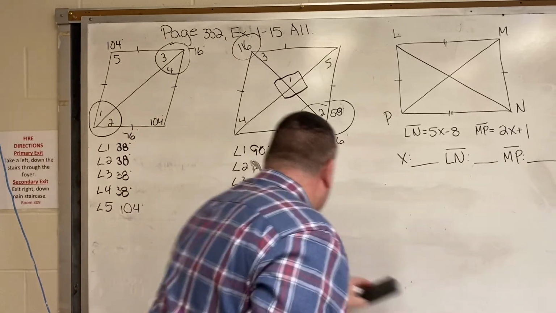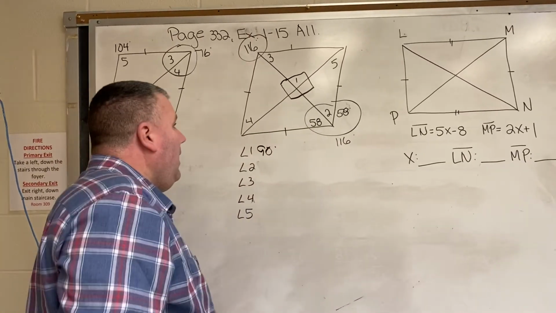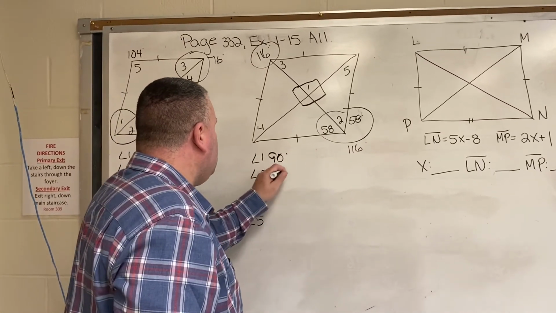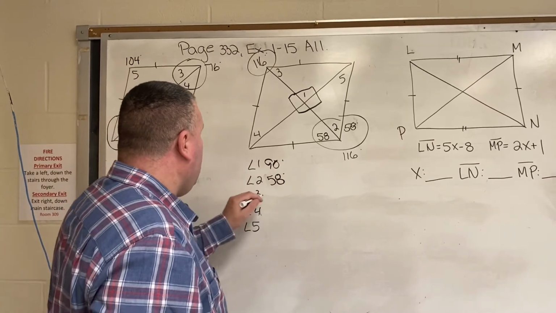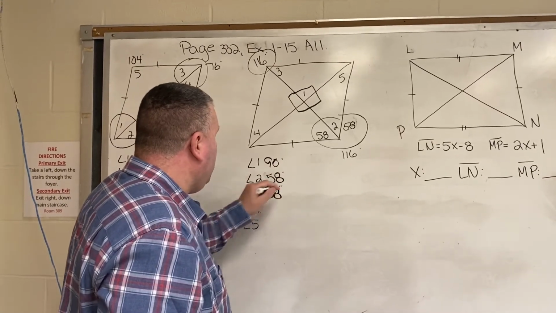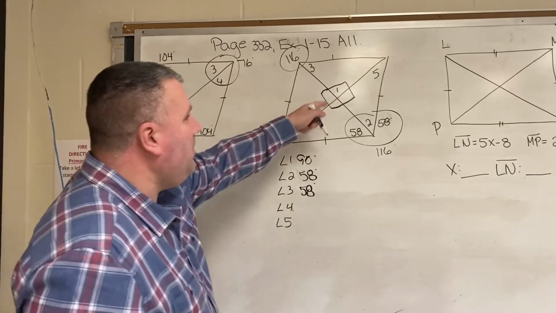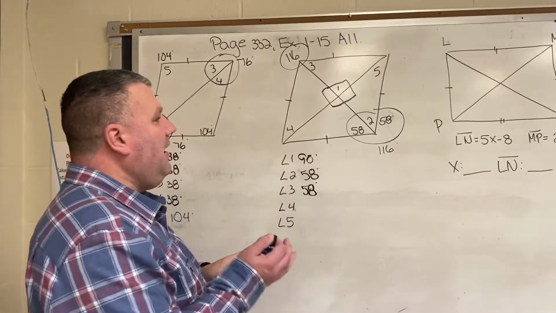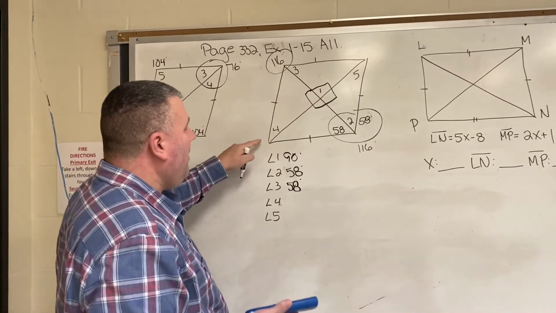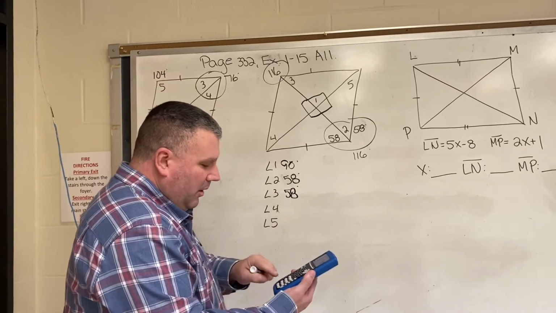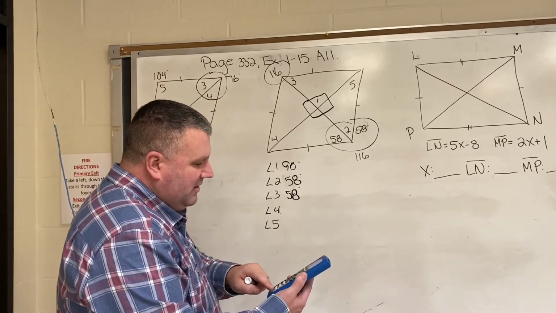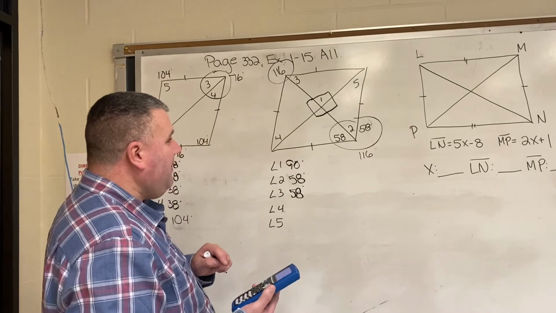Excuse me. Angle 2 would be 58 degrees. Angle 3 would be 58 degrees. Okay, angle 1 we said is 90 because they bisect at 90 degrees. So in order to figure out 4 and 5, we're going to do 180 minus 116, which is 64 degrees.